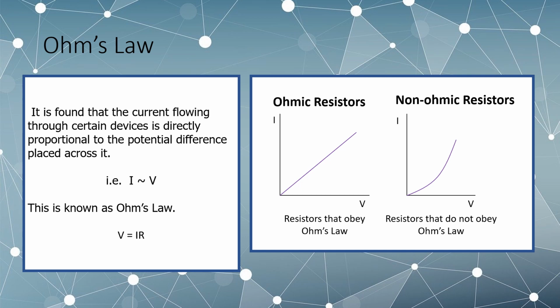Now, there's also non-ohmic resistors. The key thing I want you to remember here is that if you were to plot them both on graphs, as we're shown in these images on the right, an ohmic resistor gives a straight line gradient for current versus voltage, whereas non-ohmic resistors give a curve.